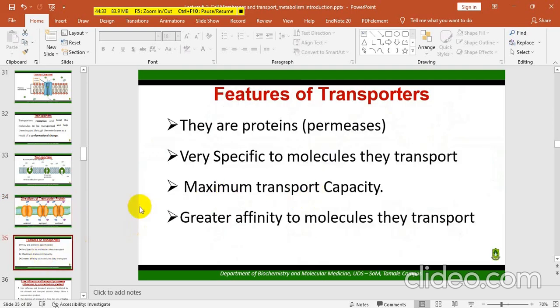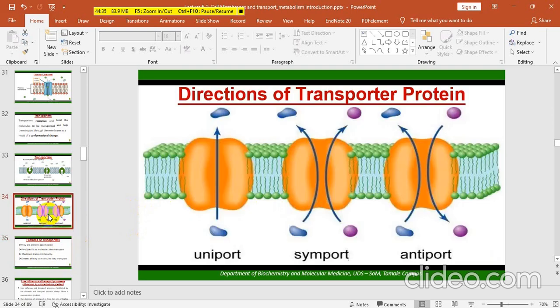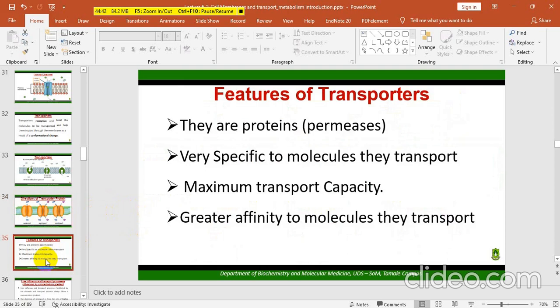Maximum transport capacity: they have a high transport capacity. They transport a lot of particles through them. They have greater affinity, or greater attraction, to the molecules they transport.